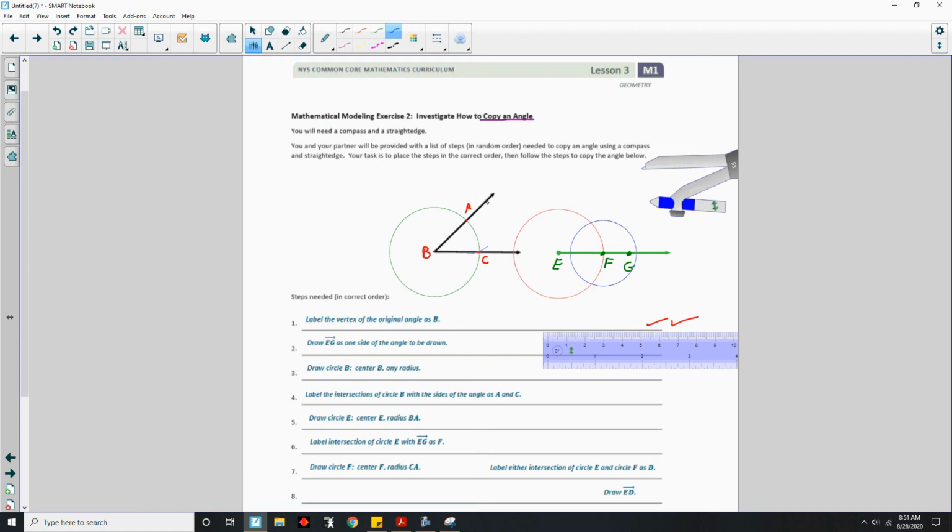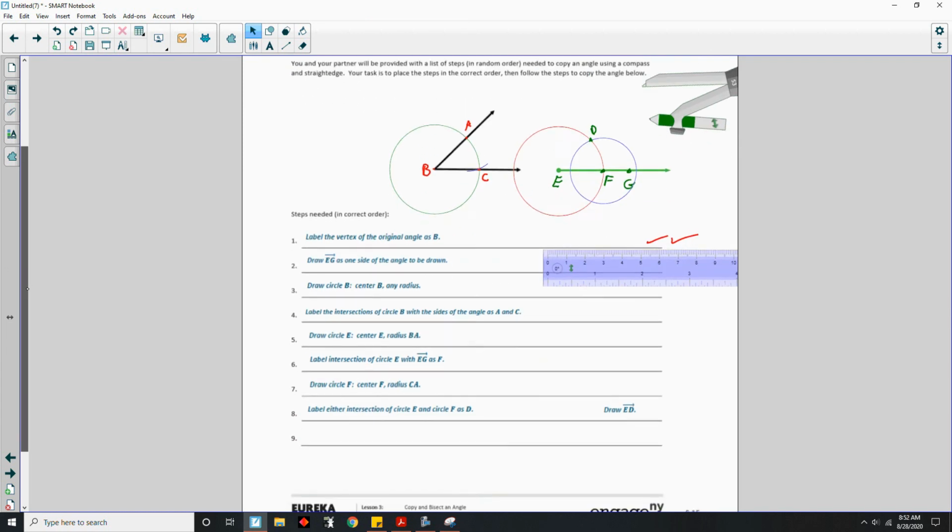I could flip this over and have my angle come down here, or I can go up. I'm going to go up just so it looks the same. So I'm going to label this intersection as D. Okay. So once I've said that, that is the step I can do.